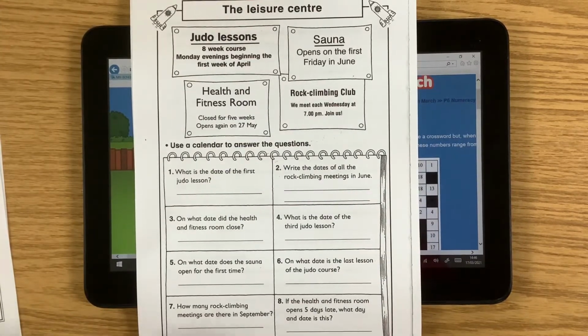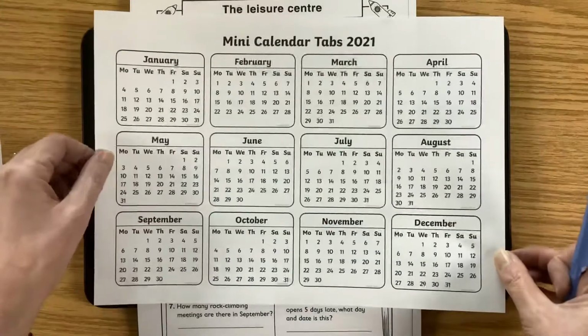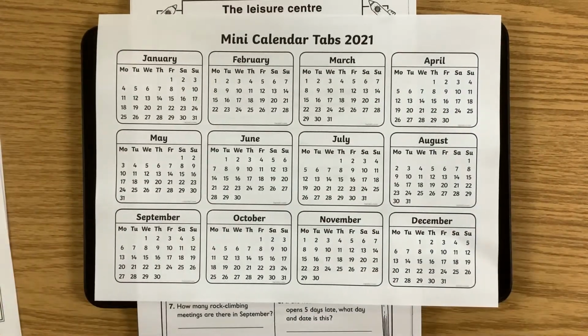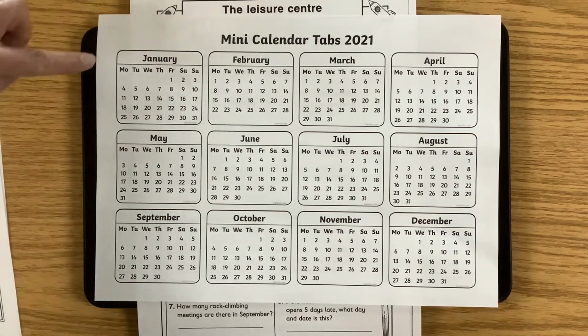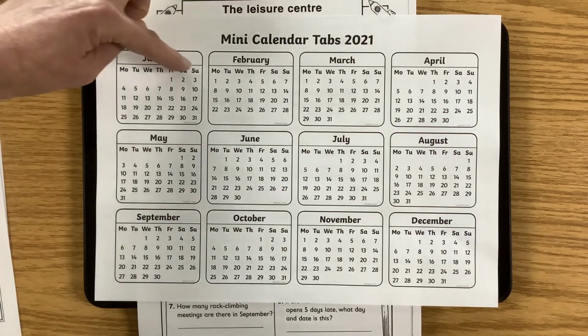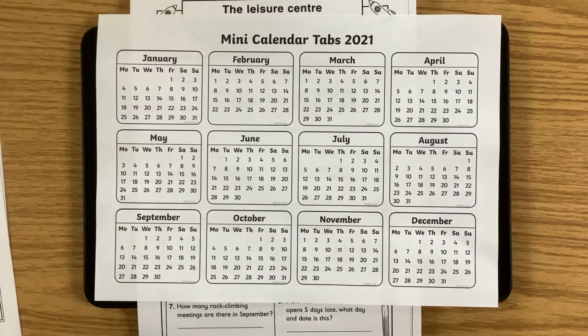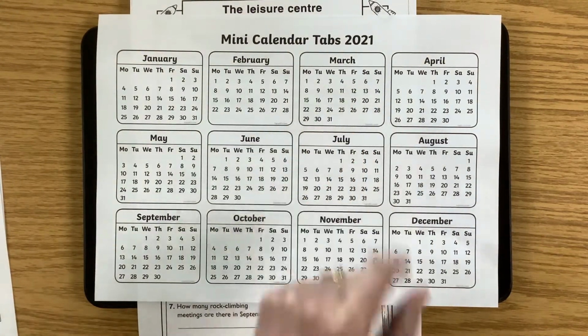Now, today's main activity is all to do with reading a calendar. And on the website, I've given you a 2021 calendar, which I would like you to download because all of our work today is based on this calendar. Now, we know that the calendar is divided up into the 12 months of the year, and to read a calendar, each month of the year has the different days of the week across the top and then the days within those months underneath. So at the minute we're now in March.